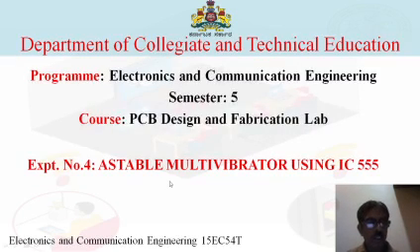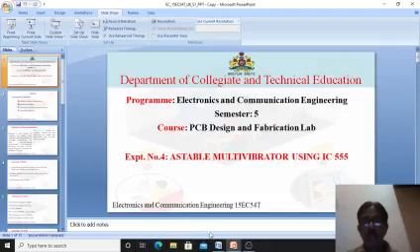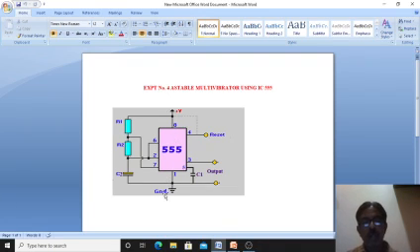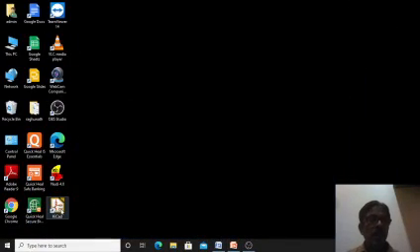Let us first see the circuit diagram of an astable multivibrator using 555. This is the circuit diagram where I require one 555 IC, two resistors, two capacitors, two 2-pin connectors, one to see output at pin number 3 and another to see output at pin number 2 or 6. Then one VCC, ground and two power flags. These are the requirements. Now we will see how to create the schematic first.